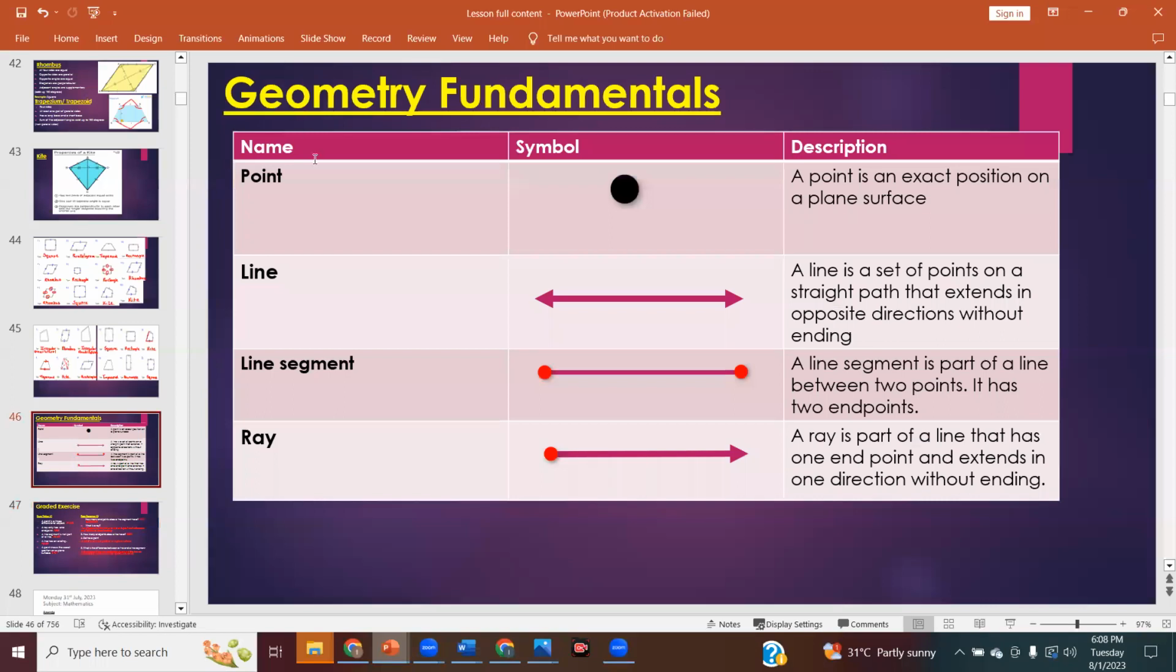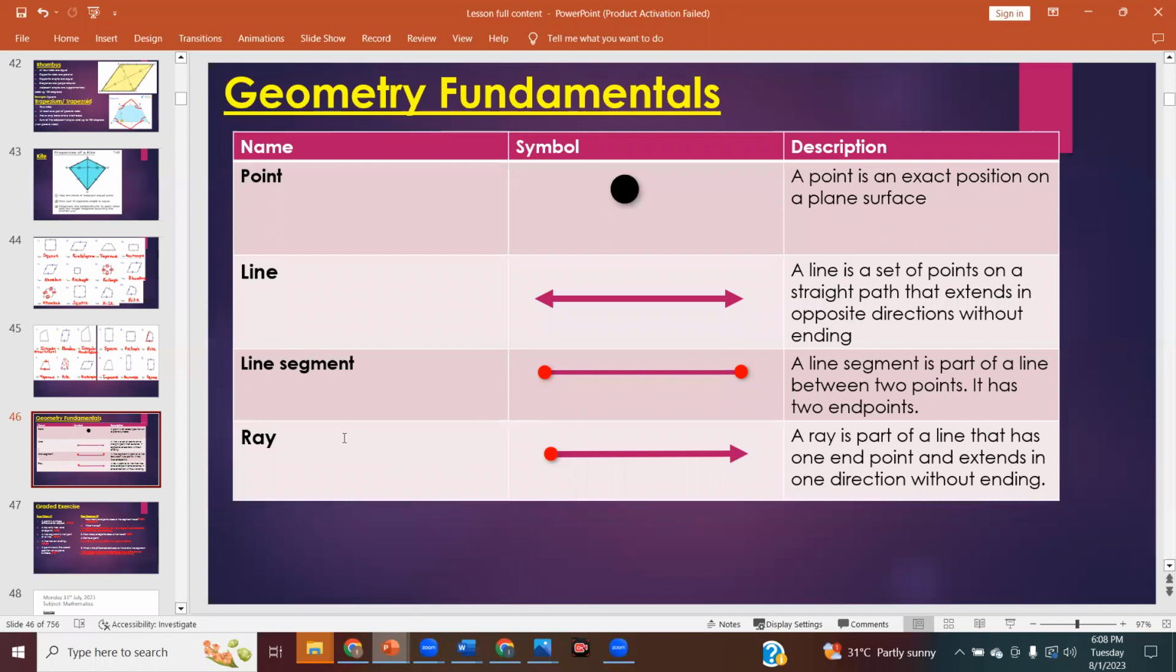Yesterday, we looked at the point, and we said that a point is an exact position on a plane surface. A plane surface is a flat surface. A line extends in both directions and doesn't have an endpoint, but a line segment has 2 endpoints. A ray has one endpoint, but the other side extends in one direction. So that's the definition for the point, the line segment and the ray.